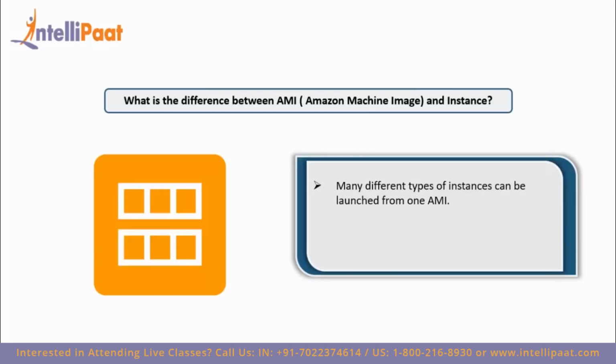Similarly, an AMI is a template, or an installation of an operating system, which you can install on any servers which fall into the Amazon infrastructure. All right, you have many types of AMIs. You have Windows AMIs, Ubuntu AMIs, CentOS AMIs, etc. There are a lot of AMIs present in the AWS Marketplace, and you can install them on any servers which are there in the AWS infrastructure.